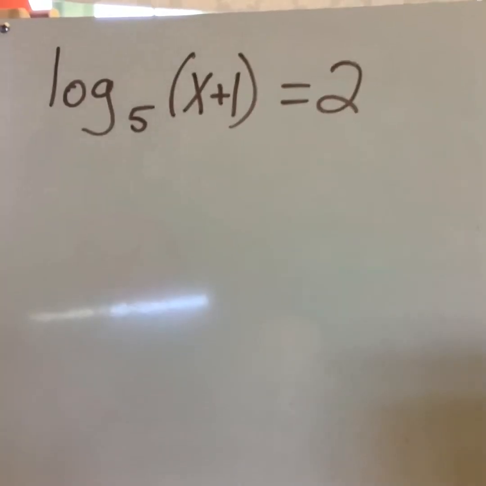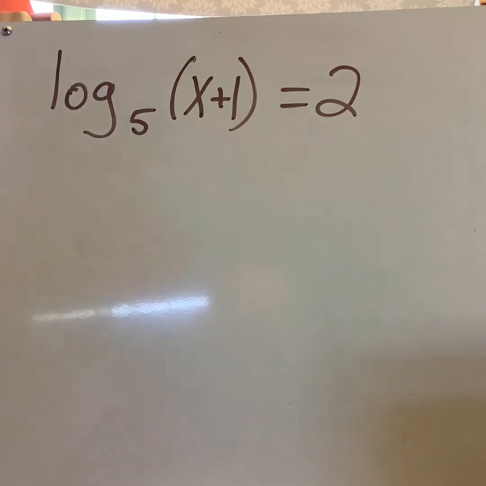All right, so now we went over how we convert back and forth between exponential form and log form. Let's now see how we have to use that exact skill in order to solve these logarithmic equations. Okay, so our first example is log base 5 of x plus 1 is equal to 2.